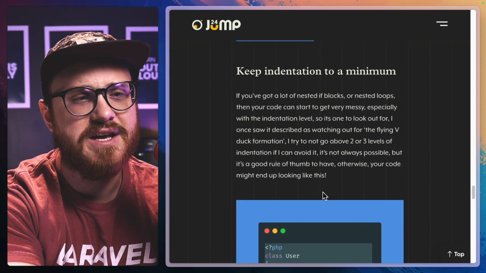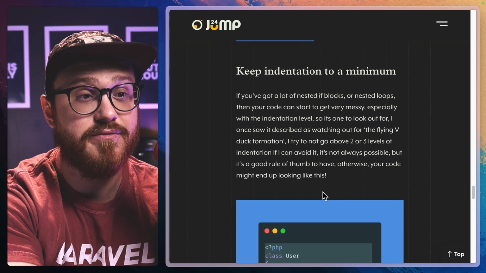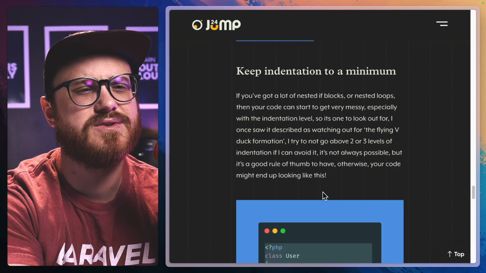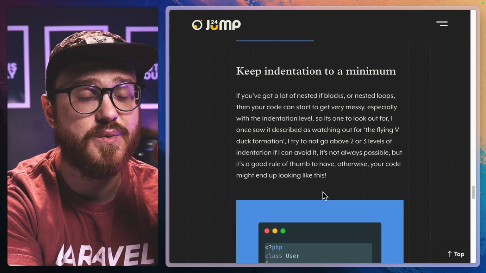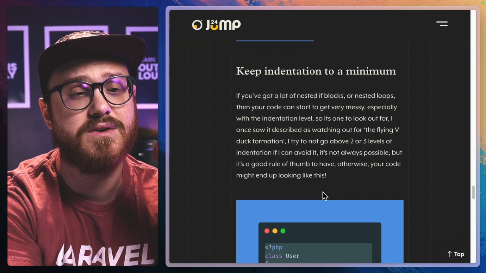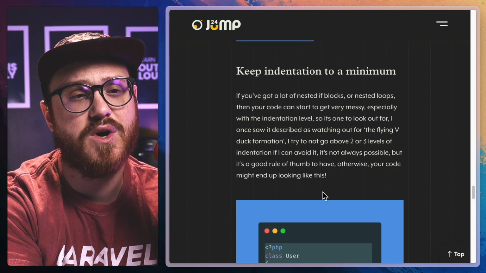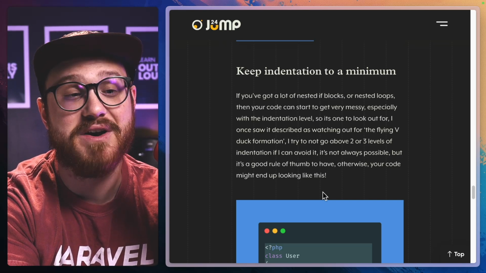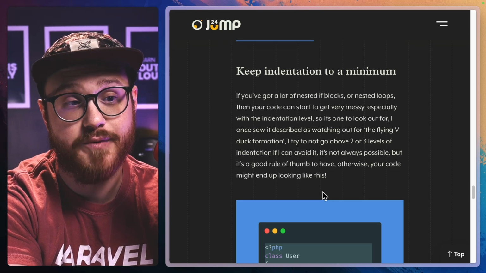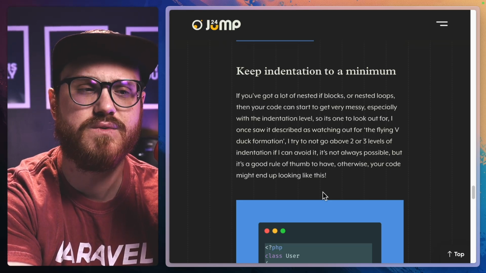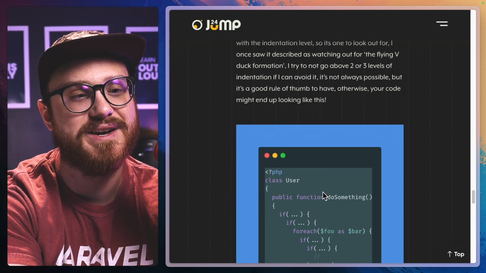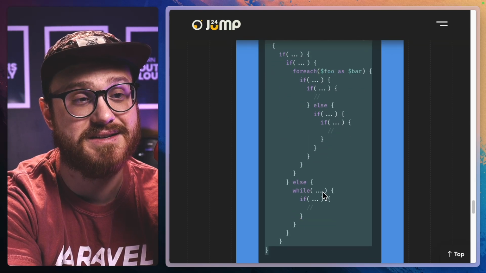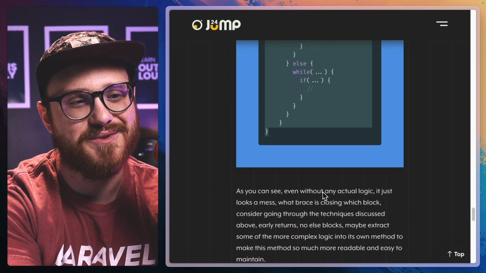Indentation to a minimum. If you've got a lot of nested if blocks or nested loops, then your code can start to get very messy, especially with the indentation level, so it's one to look out for. I once saw it described as watching out for the flying V duck formation. I try not to go above two or three levels of indentation if I can avoid it. It's not always possible, but it's a good rule of thumb to have, otherwise your code might end up looking like this, like a flying V.